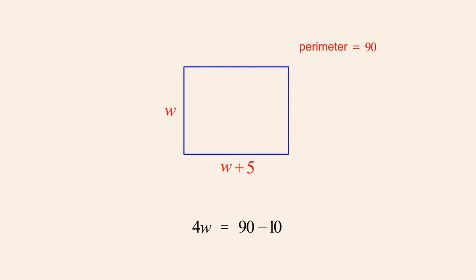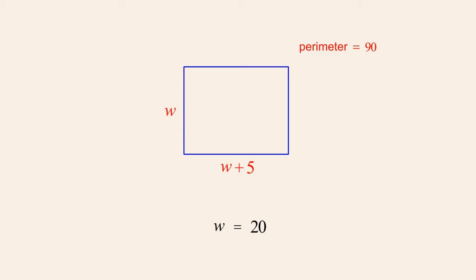Completing the arithmetic on the right side, we subtract 10 from 90 to get 80. We can then eliminate the coefficient 4 on the left by dividing both sides by 4, which allows us to cancel the 4's in the numerator and denominator of the fraction on the left, leaving us with the equation W equals 80 over 4, or W equals 20.